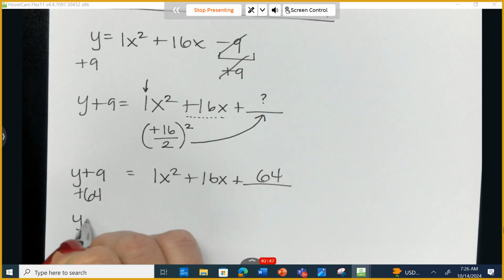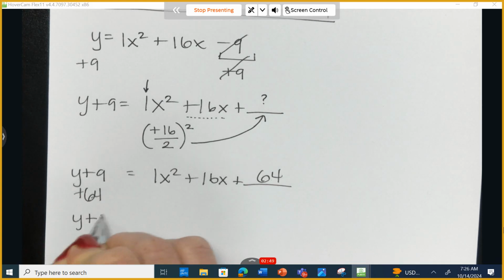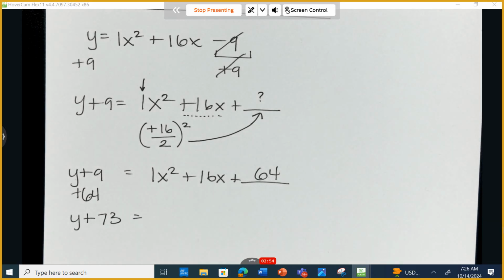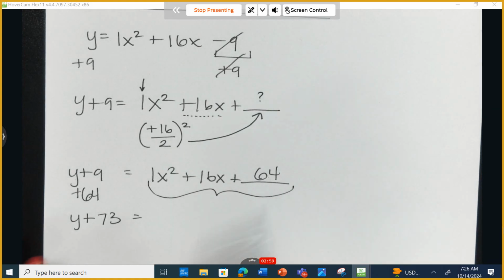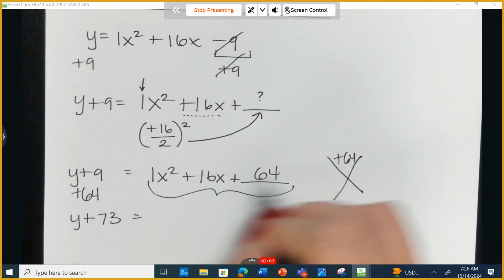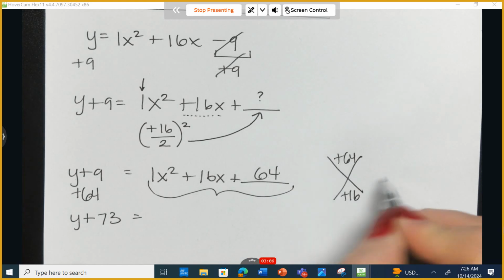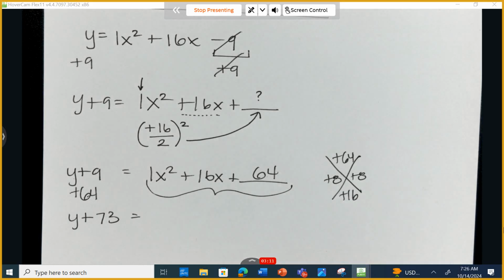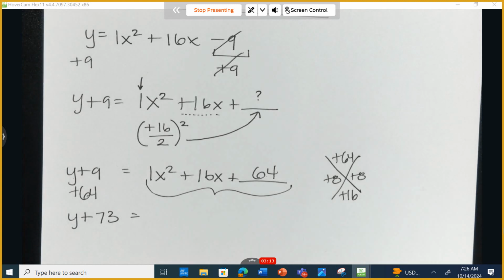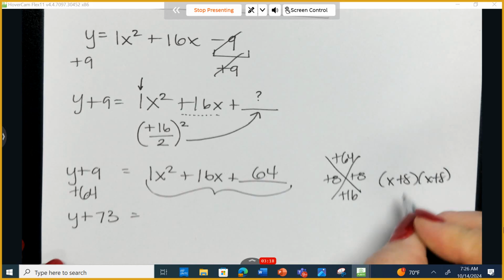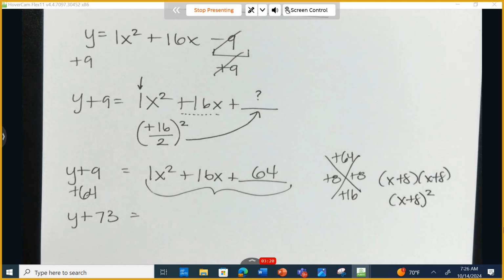Now on the left-hand side, I have y plus 9 plus 64 is 73. And now here's the part that's a shortcut. I'm going to do it the long way. You're welcome just to watch. If I asked you to come off to the side and to factor this, you'd say to yourself, okay, what multiplies to get 64 and combines to get a positive 16? And you'd rack your brain, and say, oh, 8 and 8. 8 and 8 multiply to equal 64, and they add to give you 16. So this would be x plus 8 and x plus 8. Oh, a better way to write that would be x plus 8 squared.